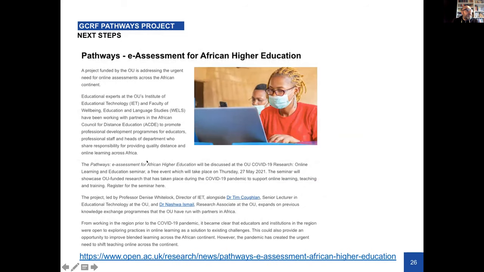Just to finish up, an update on what's happening with this work now. I mentioned before that assessment and online assessment was of particular interest, and this was highlighted in the evaluation.